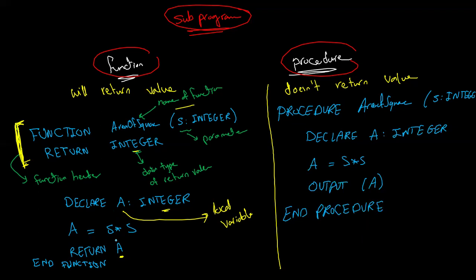But in a function, it will return the area for you, and it's up to you. If you want to output it or use it in anything, you can do what you want. So a function will return a value, and a procedure will not return a value. We remembered a local variable, which is declared inside a function. And of course, we have a global variable, which is understood by any part of your program because it's not declared inside the function.